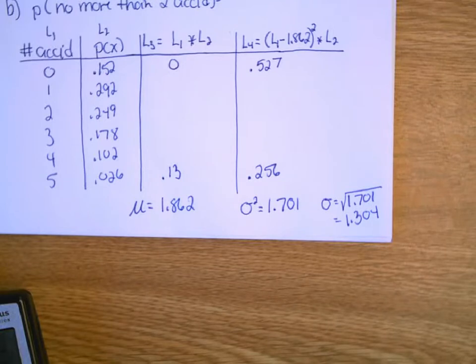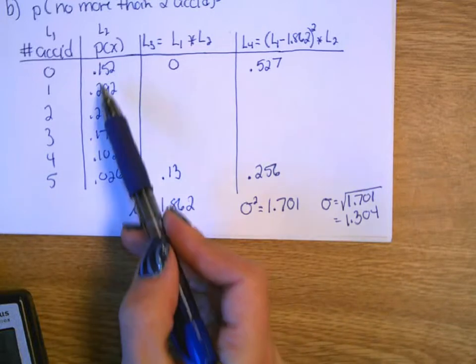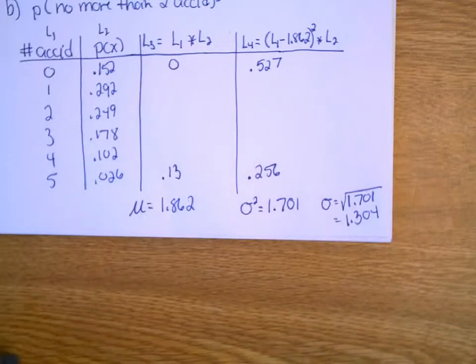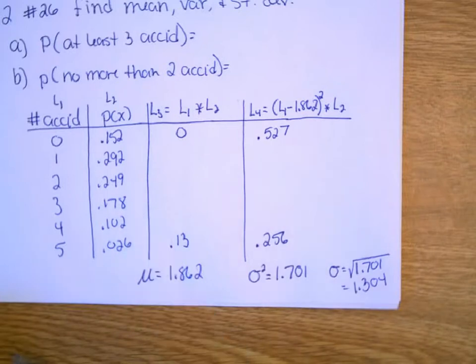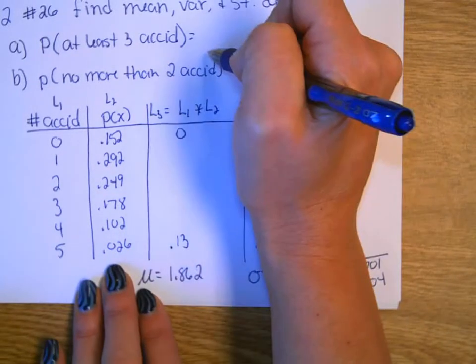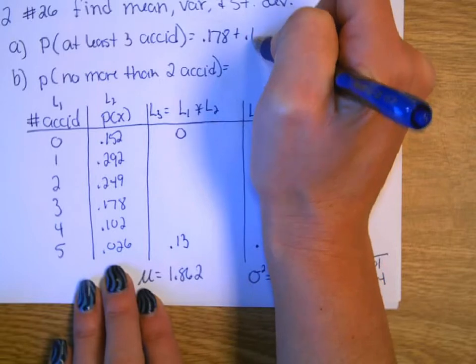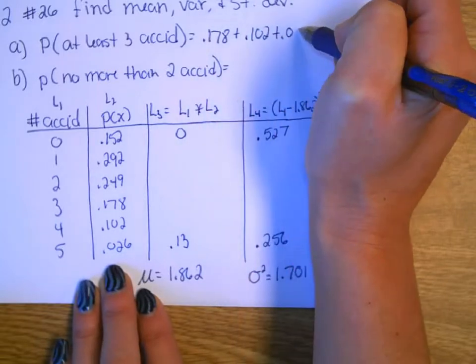That was just review of the by hand way, just to make sure everybody's good with that. But I do want to answer those 2 probability questions that I asked. We already have the individual probabilities here. My first question was, what's the probability that a student has at least 3 accidents? At least 3 means 3 or more: 3, 4, or 5 accidents. So we add those 3 probabilities: 0.178 plus 0.102 plus 0.026.